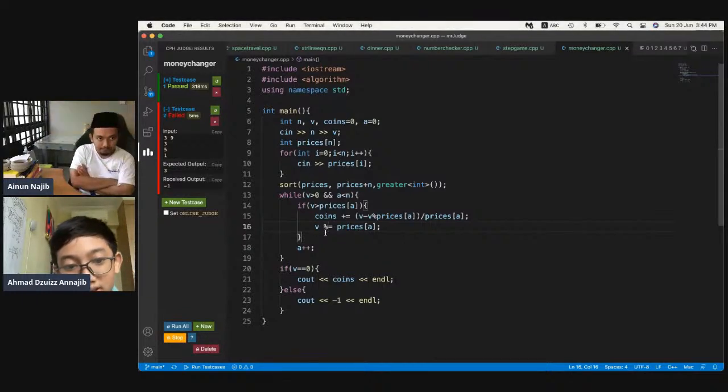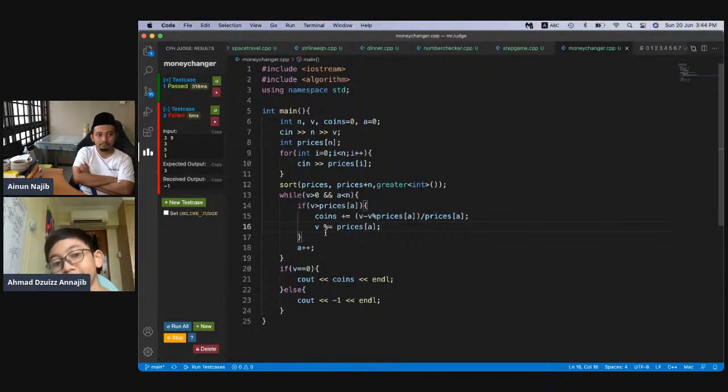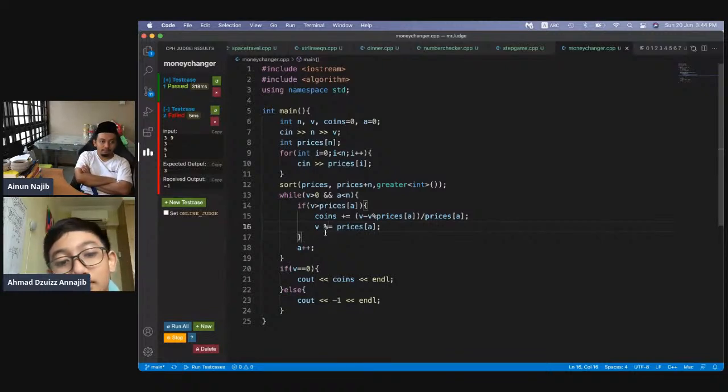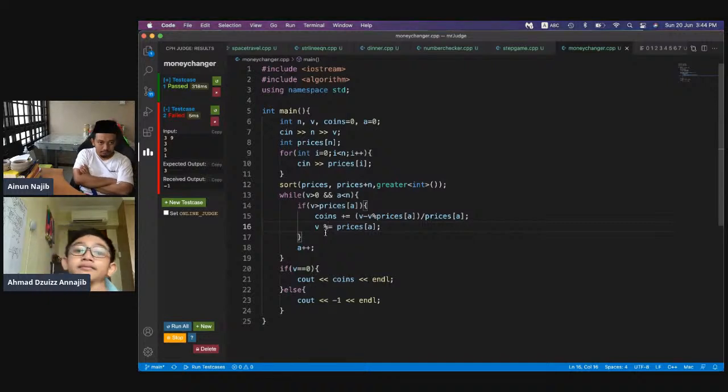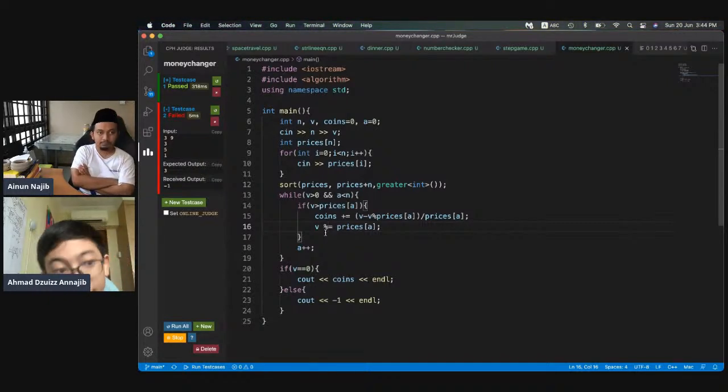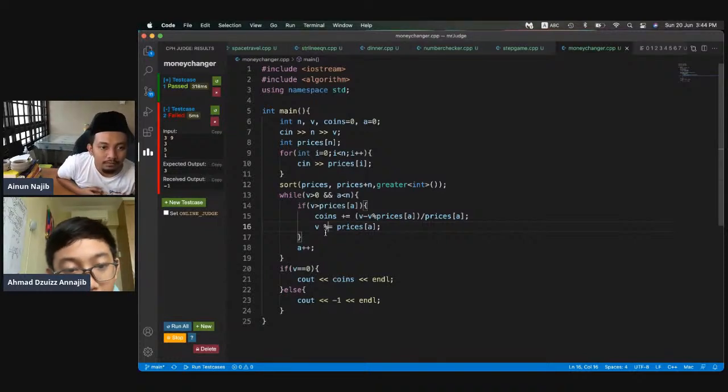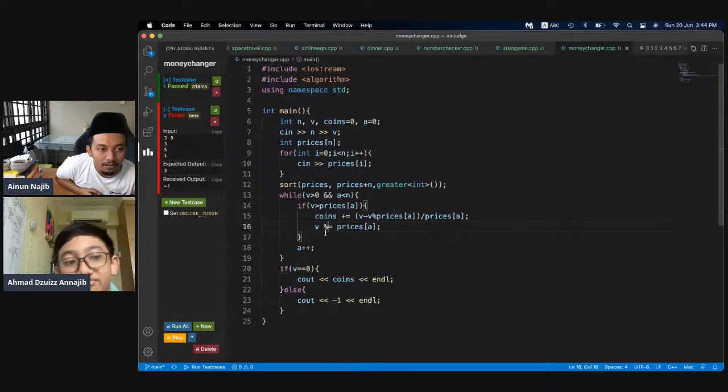and then A will increase, and then prices A is 3, and then 9, we check, if V, now it's 4, right? So 4 is greater than 3, then that means coins will plus 1, and V will become 1, and A increase, then will become 1. Then V is still greater than 0, so it's 1.